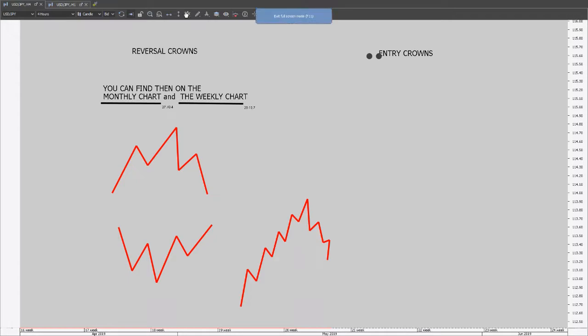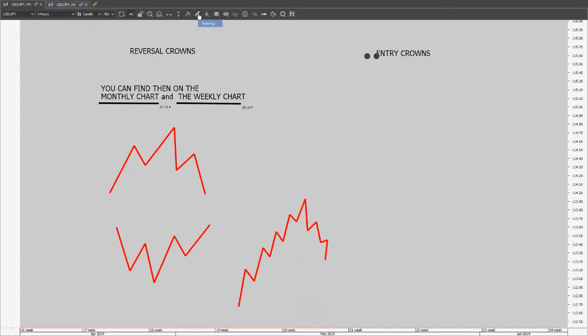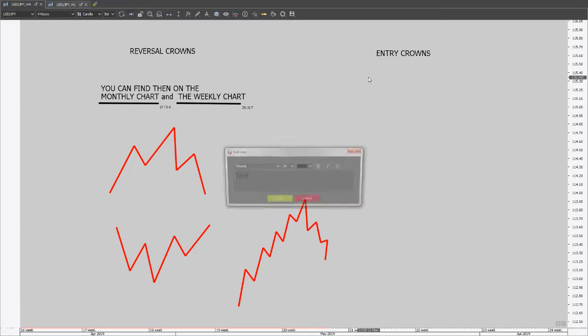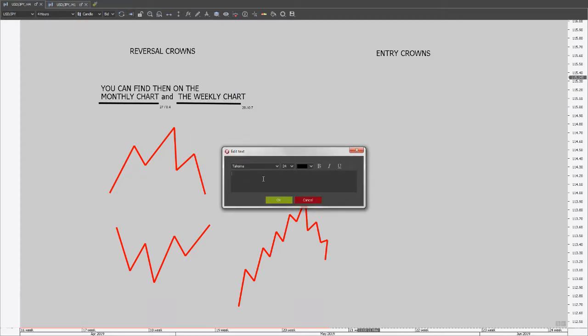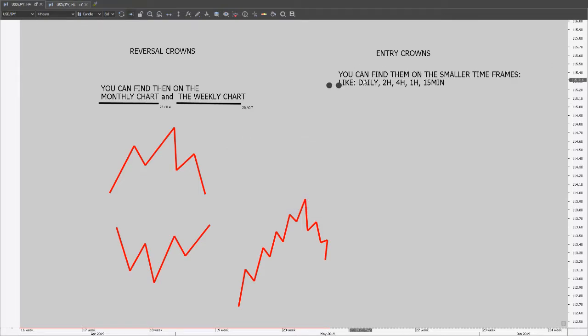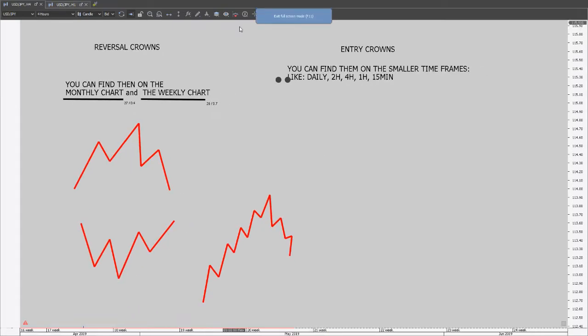The entry crowns, if you want to make a crown part of your entry strategy to enter a long or short trade, you can find them on the smaller time frames like daily, 2 hour, 4 hour chart, 1 hour chart, 15-minute chart, whatever. Okay, you can find them on the smaller time frames like the daily, 2 hour, 1 hour. But of course you need to remember the rules, everybody.